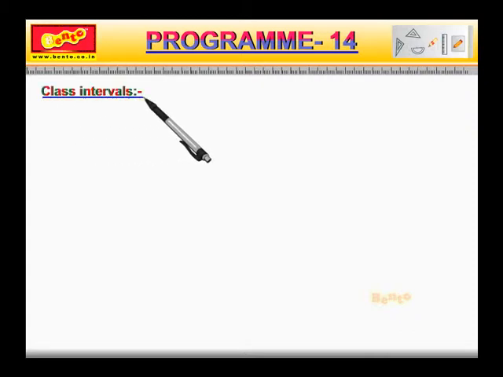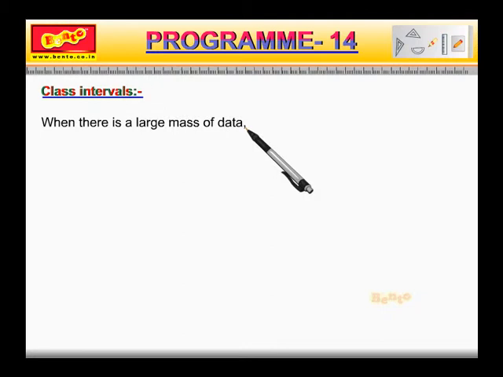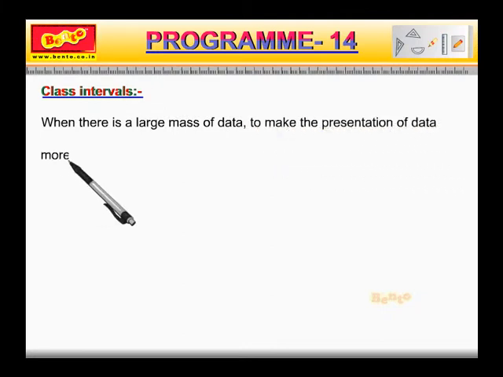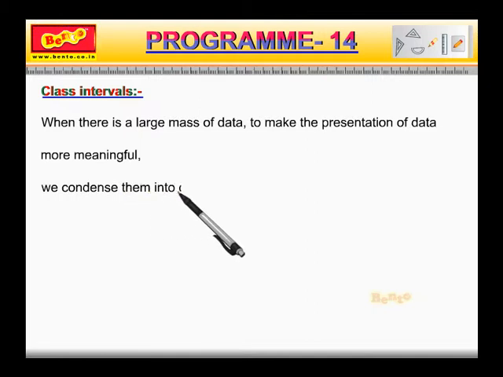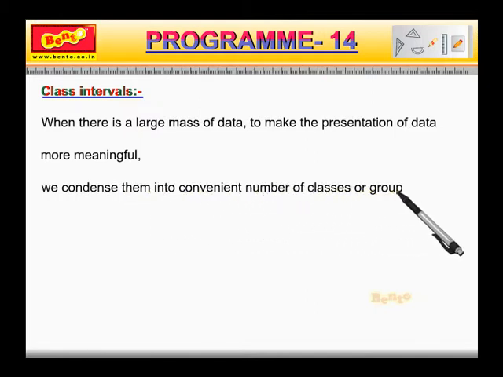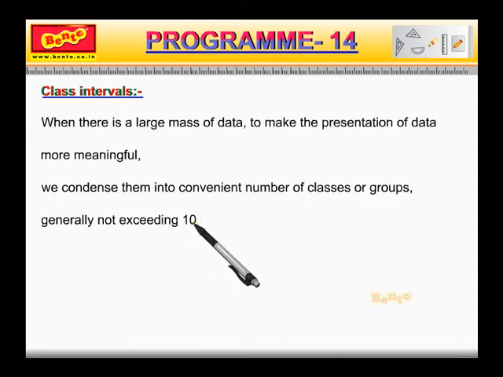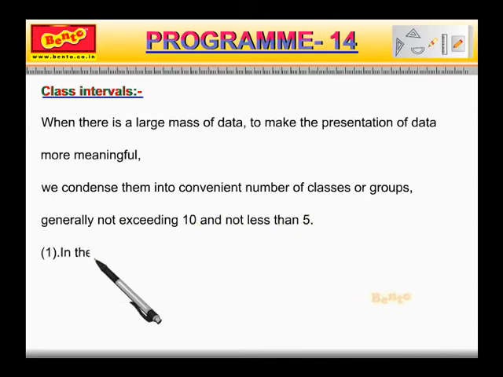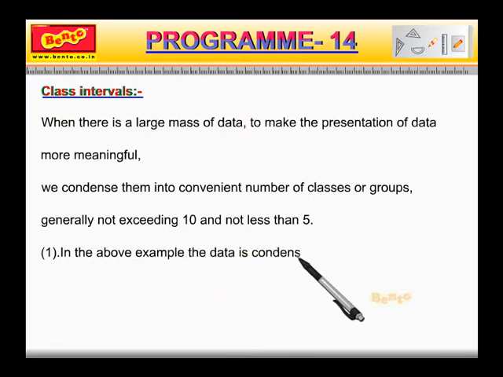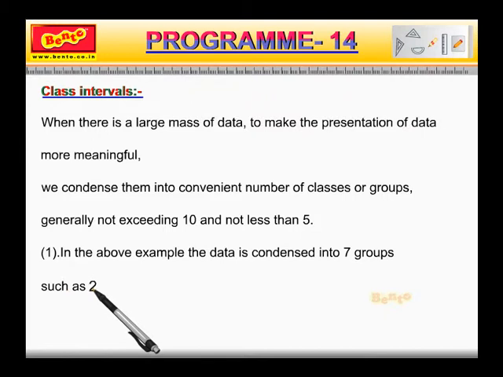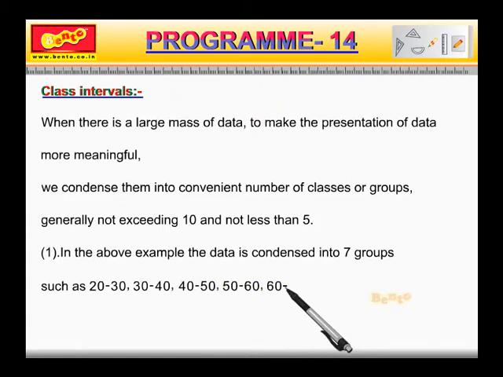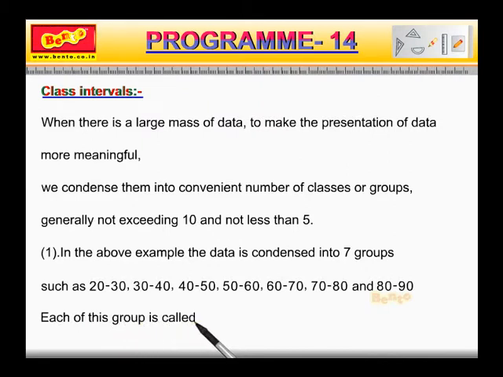Class intervals. When there is a large mass of data, to make the presentation of data more meaningful, we condense them into a convenient number of classes or groups, generally not exceeding 10 and not less than 5. In the above example, the data is condensed into 7 groups, such as 20 to 30, 30 to 40, 40 to 50, 50 to 60, 60 to 70, 70 to 80, and 80 to 90. Each of these groups is called a class interval.